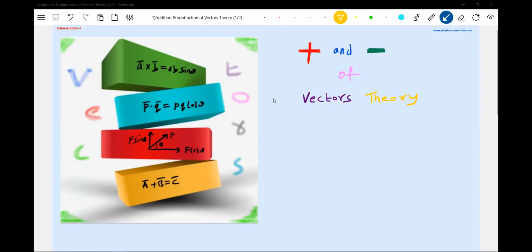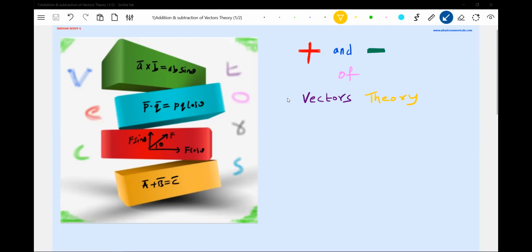Today's class will be about the positive and negative symbol, the addition and subtraction of vectors, and the corresponding theory is what we are going to discuss now. What are the laws? The first is called the triangle law of vector addition.